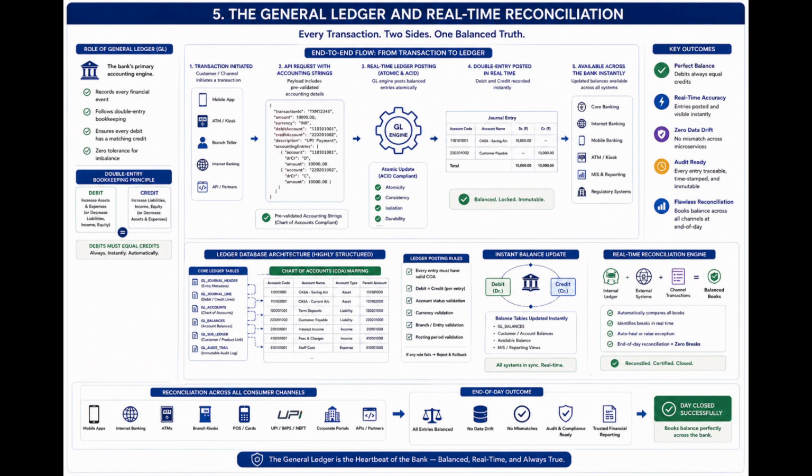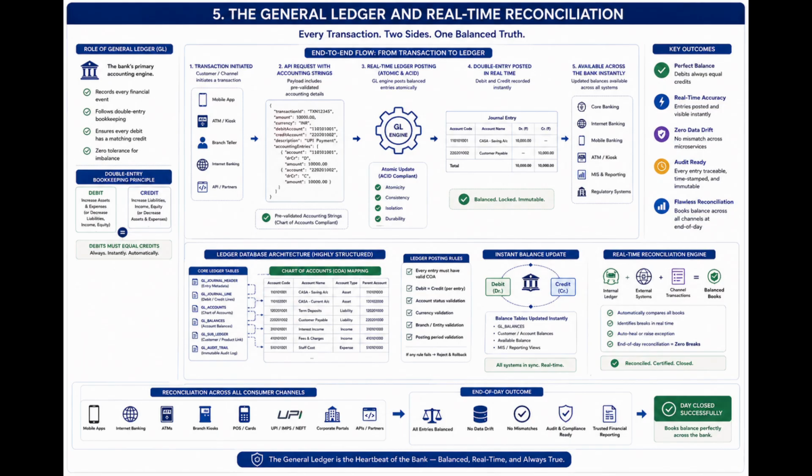5. The general ledger and real-time reconciliation. Explains the operational mechanics of the general ledger, GL, submodule and its automated data execution. The GL acts as the bank's primary accounting engine, relying on standard double-entry bookkeeping rules to record every single financial event as a perfectly balanced debit and credit.